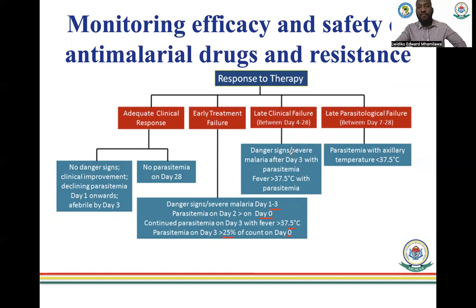And then it's late clinical failure when someone comes back, after 3 days of parasitemia, with fever and parasitemia. It is late parasitological failure when between days 7 and day 28, someone comes back with parasitemia and axillary temperature of less than 37, which is no fever. This is just a parasitological failure. There's no fever.